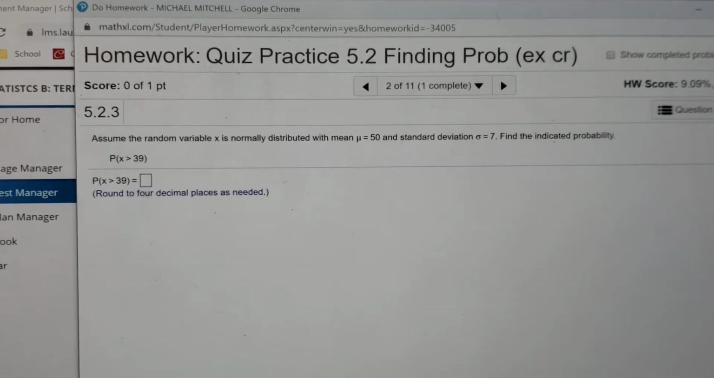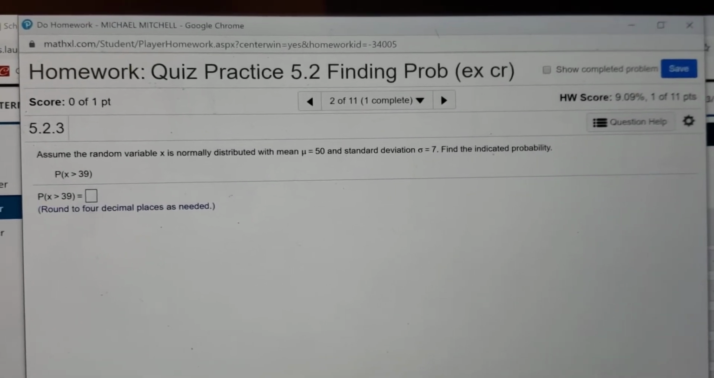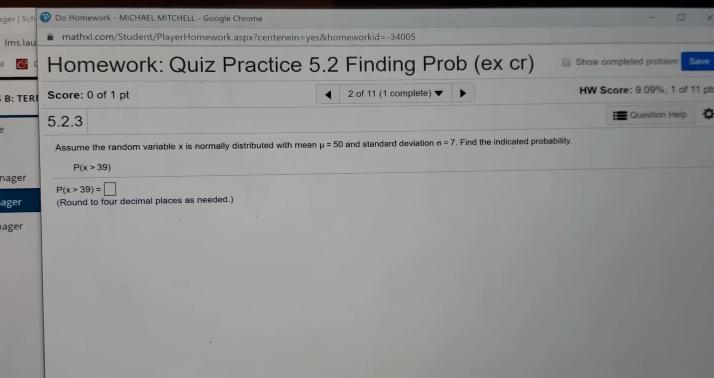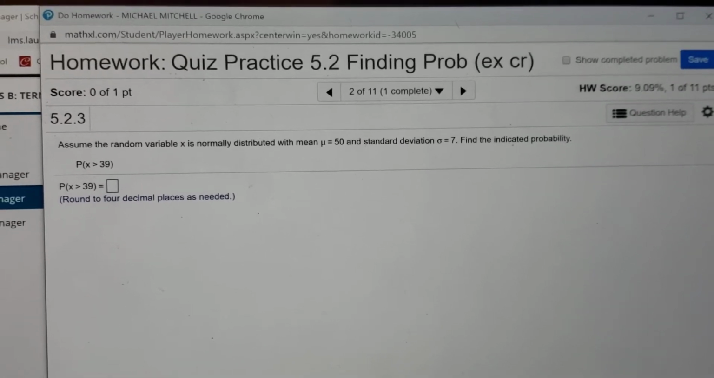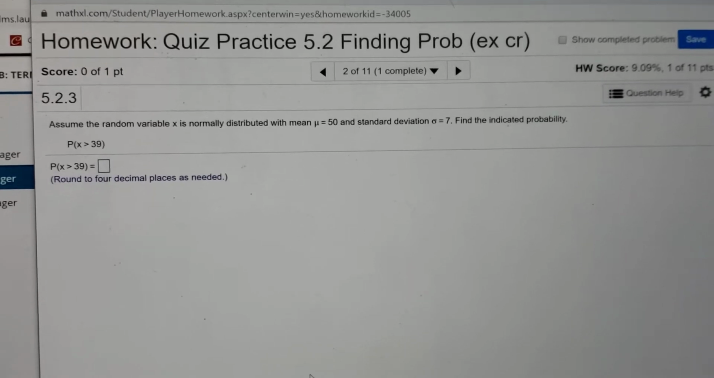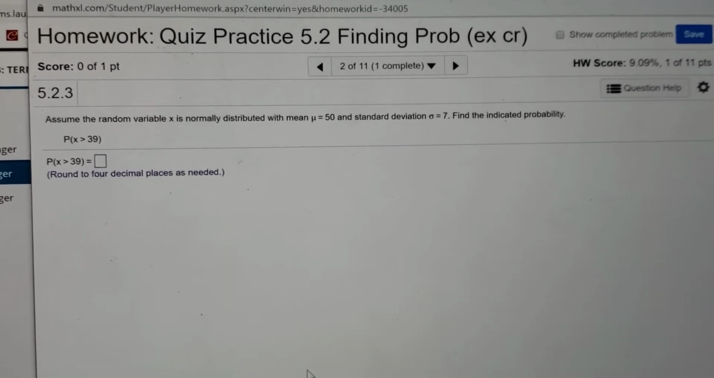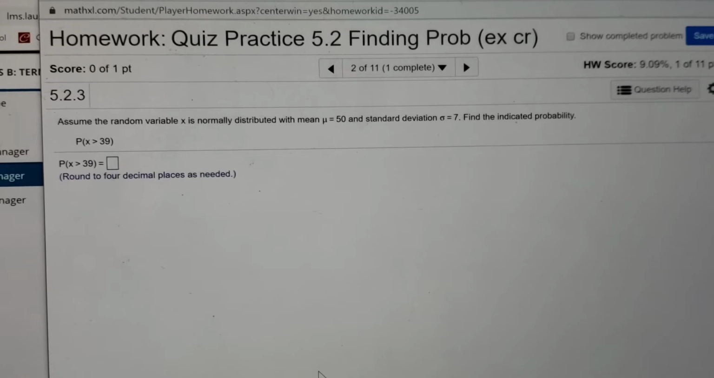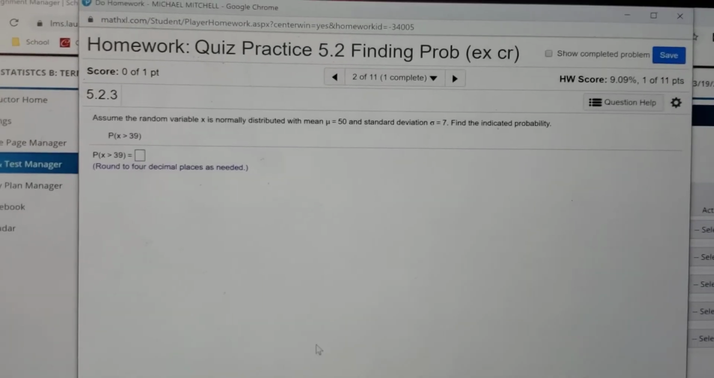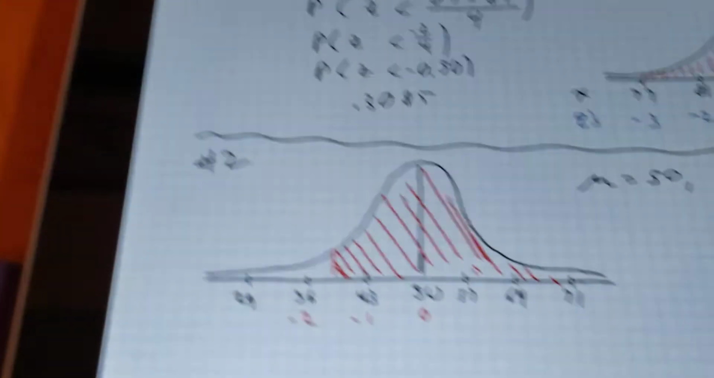Okay, here's number 2, which is actually number 3. Except this time it's greater than 39. So I'm going to write this out and I'll show it to you a second. Remember, greater than on the tables, we got to do it differently. On the technology, it's a different thing. Hold on. Okay, so there's the second one.